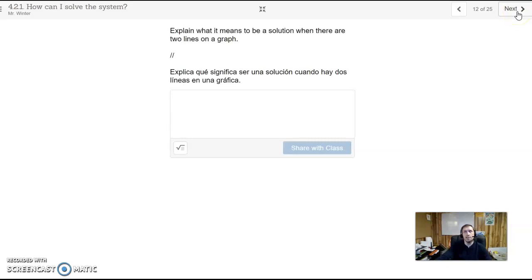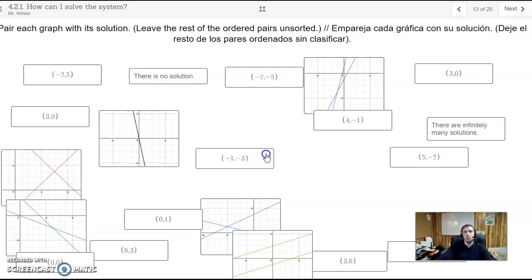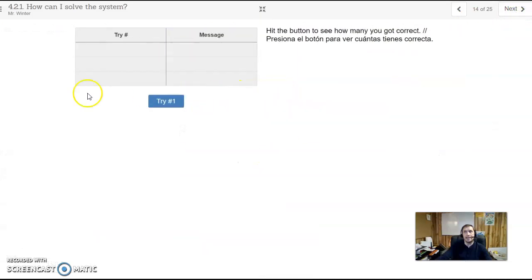All right, so go ahead and explain what it means to be a solution, right? It's the intersection point. All right, here is one that you can do to match, and then go ahead and click on this to try. Keep going until you get it right.